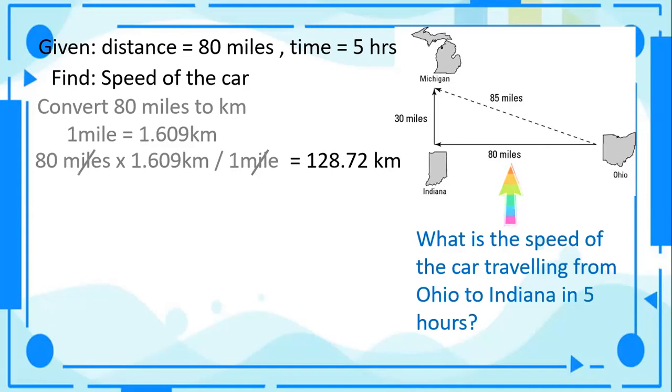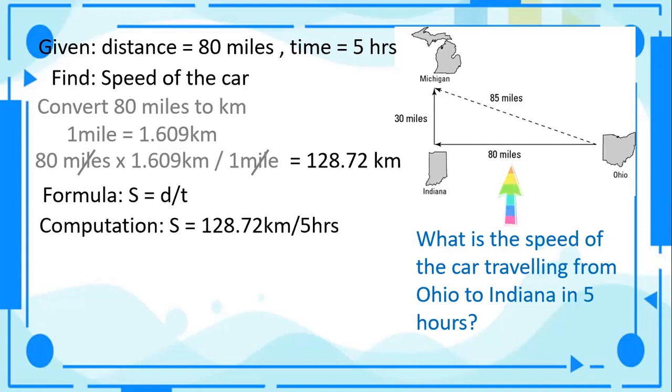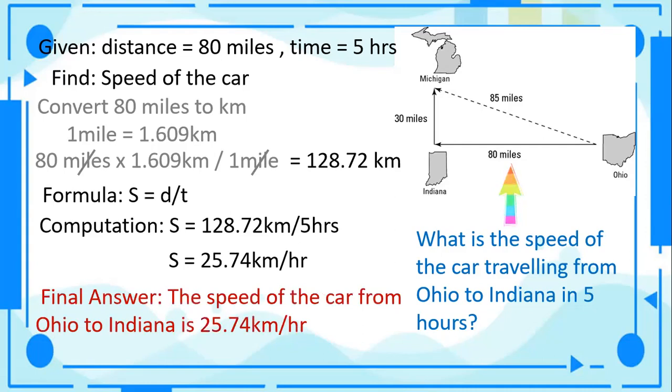We can now proceed to the computation of the speed of the car using the formula speed equals distance divided by time. Simply substitute the given, which are 128.72 kilometers as distance and 5 hours as time to the formula. Then we will have 128.72 kilometers divided by 5 hours, and that equals 25.74 kilometers per hour. So, the speed of the car from Ohio to Indiana is 25.74 kilometers per hour.